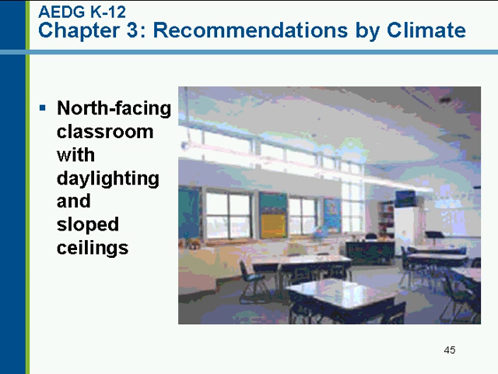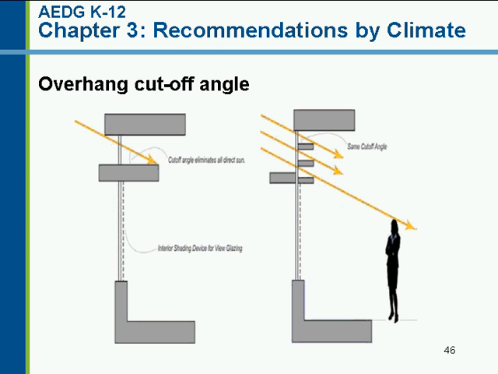So here's an example of the north-facing classroom with the sloped ceilings. And there's a light fixture running through the middle of this, but if you look beyond the light fixture, you can see just a straight wall there. So there's no light shelves or anything bouncing that light further back into the building.